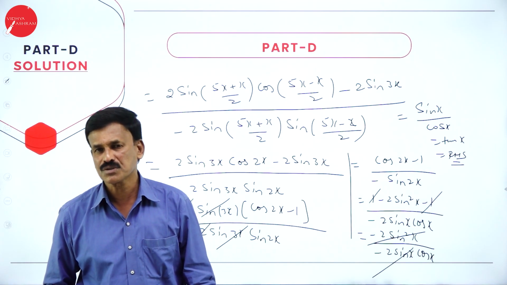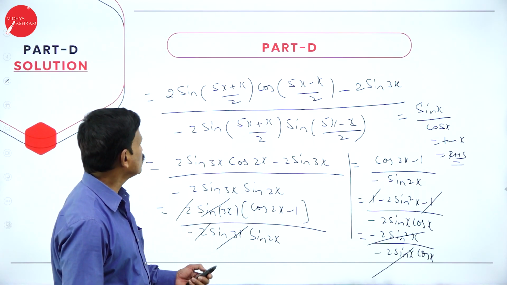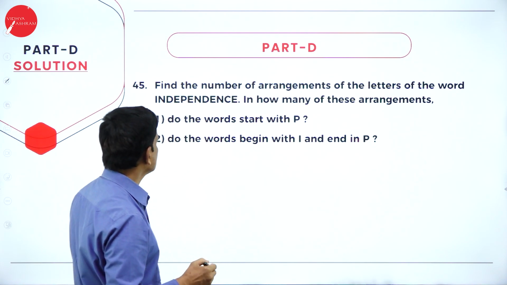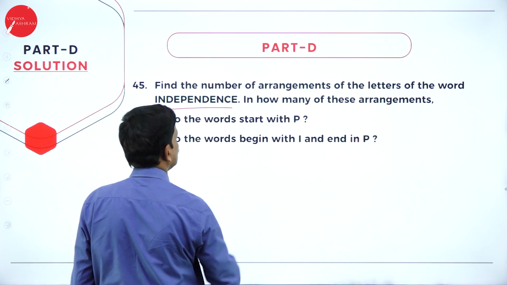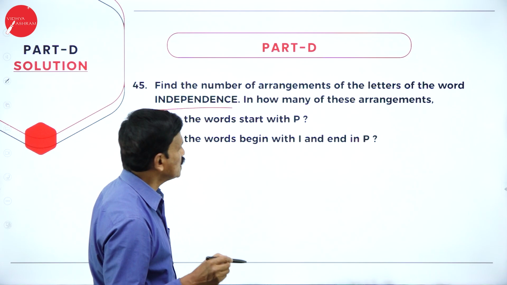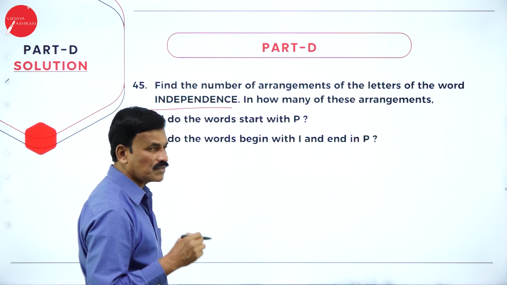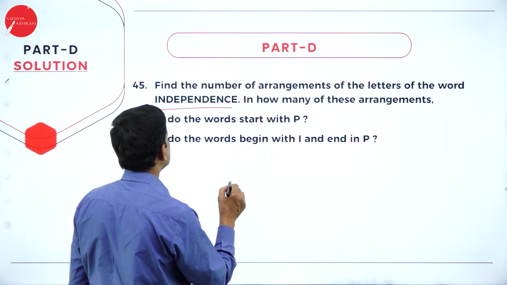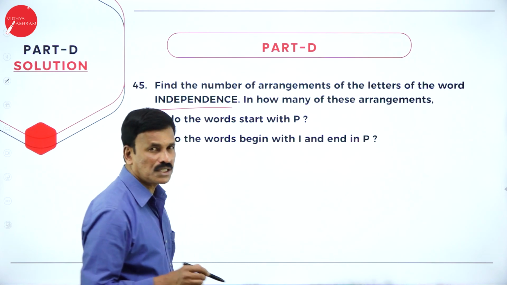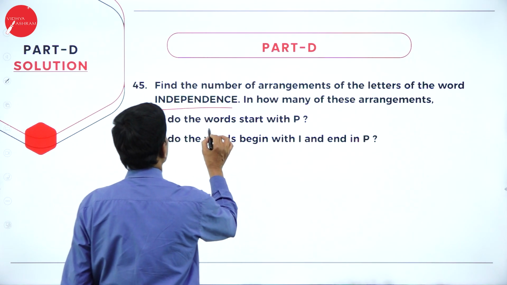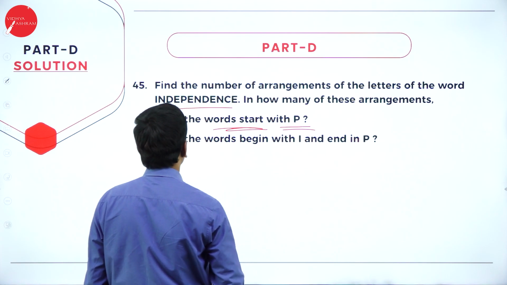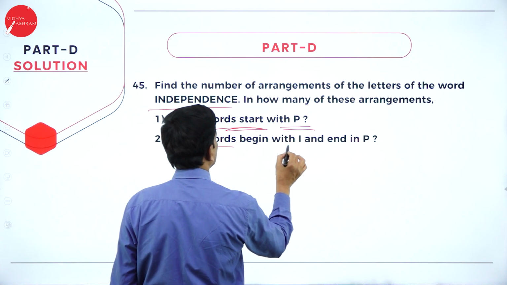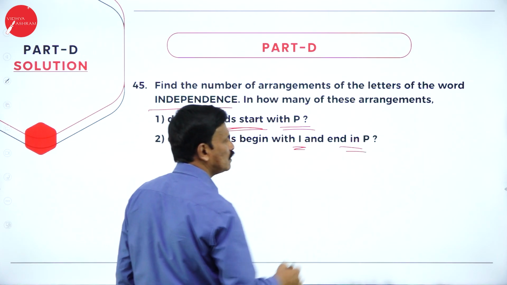Okay, 5-marker question. Now move on to the next problem. Find the number of arrangements of the letters of the word independence. In how many of these arrangements do the words start with P, and do the words begin with I and end with P? There are two conditions.